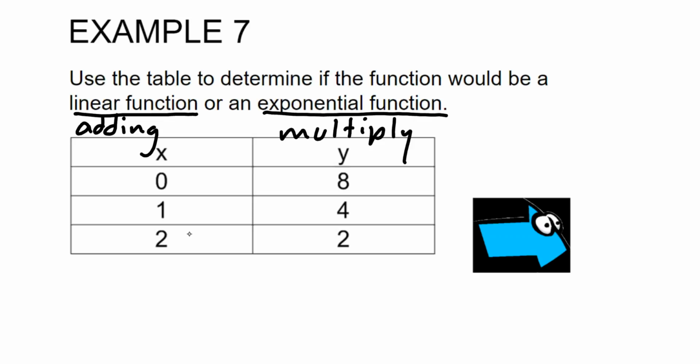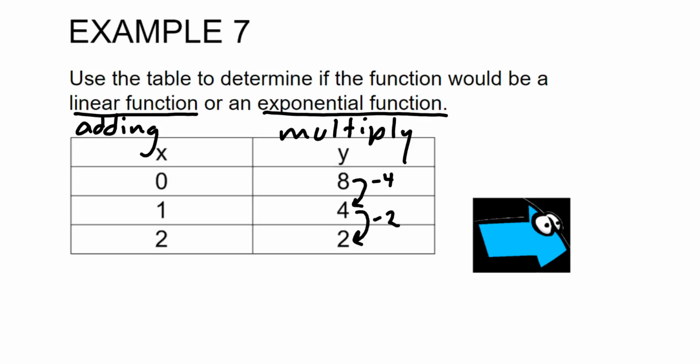So you have to see what's happening. As the x is increasing by 1, the y, what's going on here? So it's going from 8 to 4. So it's going down 4, so it's like it's adding a negative 4, right? And then from 4 down to 2, it's like it's adding a negative 2. Those are not the same number. Okay, so it's not repeated addition.